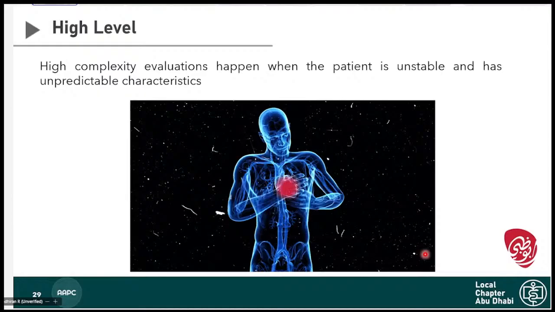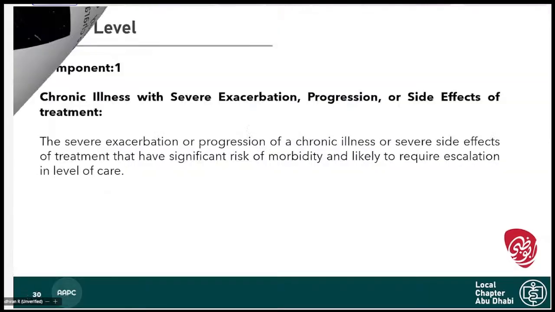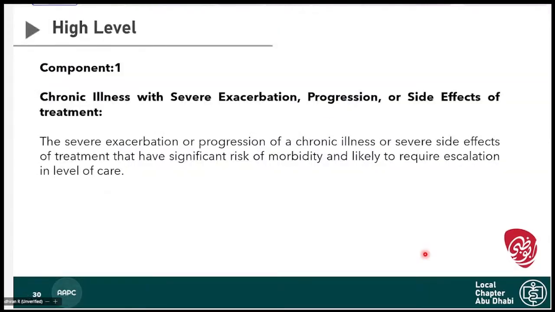Next, we'll discuss the high level. A high level of complexity always has unstable and unpredictable characteristics. So in that, what is the component one point requirement? In the sense, chronic illness with severe exacerbation, progression, or side effect of the treatment.